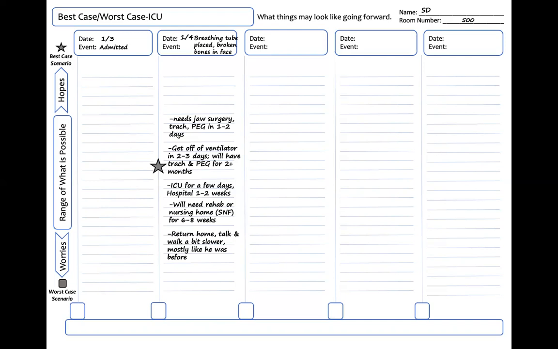If things go as best we might hope for, we think he will return home eventually. He may walk and talk a bit slower, but we expect in the best case scenario, he will be mostly like he was before. For the worst case, we worry that complications add up, he loses independence, and requires a nursing home or assisted living for the rest of his life. For now, I indicate the worst cases, complications, and loss of independence.